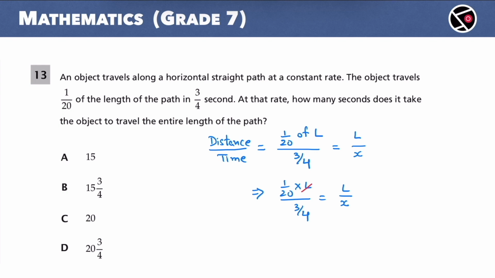Divide both sides by L. We are left with 1/20 times X equal to 3/4, or X is 3/4 times 20. 4 ones are 4, 4 fives are 20. We have X equal to 3 fives are 15. The units are seconds. The correct response is A.